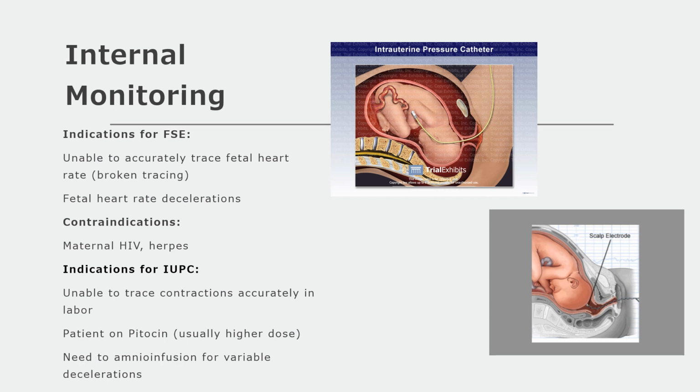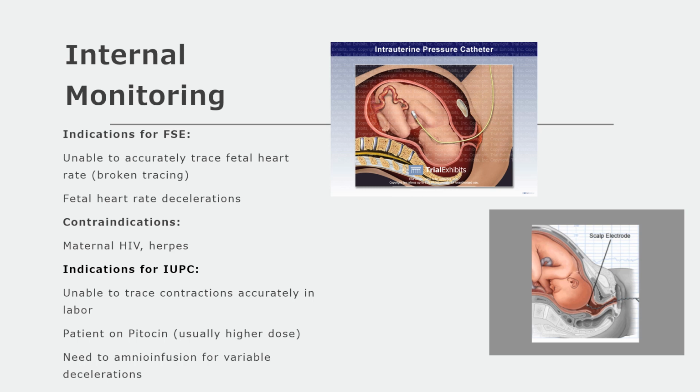Now, for the IUPC, unable to trace contractions accurately in labor. And this is mostly the case when the patient's not changing their cervix. It's been hours and hours, and now we're putting an IUPC in to see if she needs stronger contractions, to see if her contractions are adequate. And also if she's on a high dose of Pitocin. Usually if they're getting close to 20 milliunits of Pitocin, we tend to put that IUPC in so we can really see what's going on because that helps guide us to adjusting her Pitocin drip, okay?